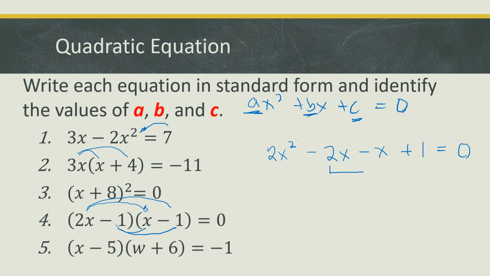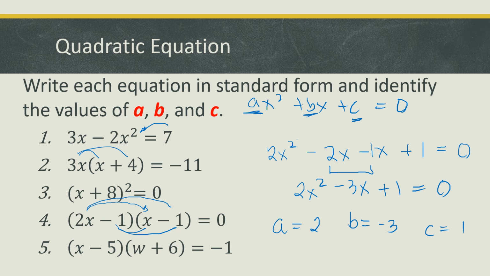Again, let us combine like terms, that will give us −3x, as −2x − x, we have here an imaginary 1. So negative 2 plus negative 1 is −3x. And then bring down 2x² + 1 = 0. In this case, we now have the A value of 2, B is negative 3, and C is positive 1.